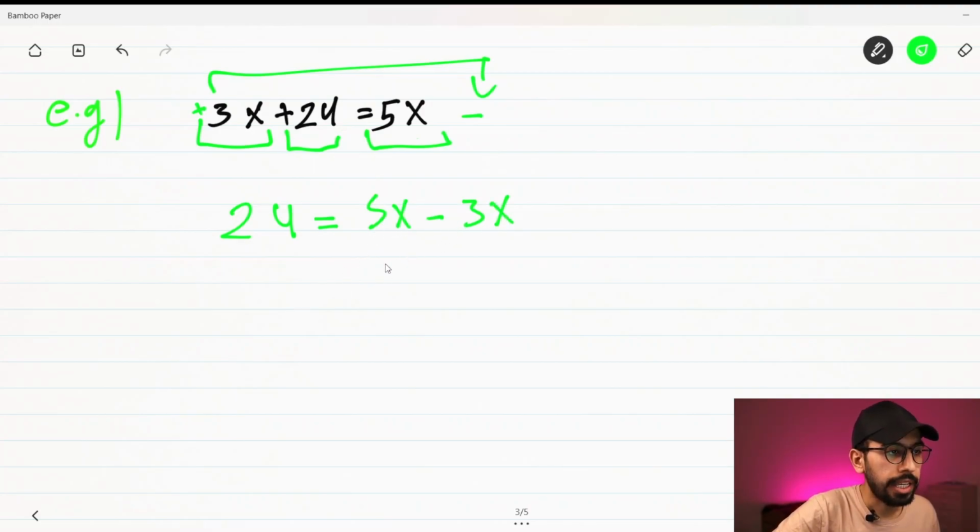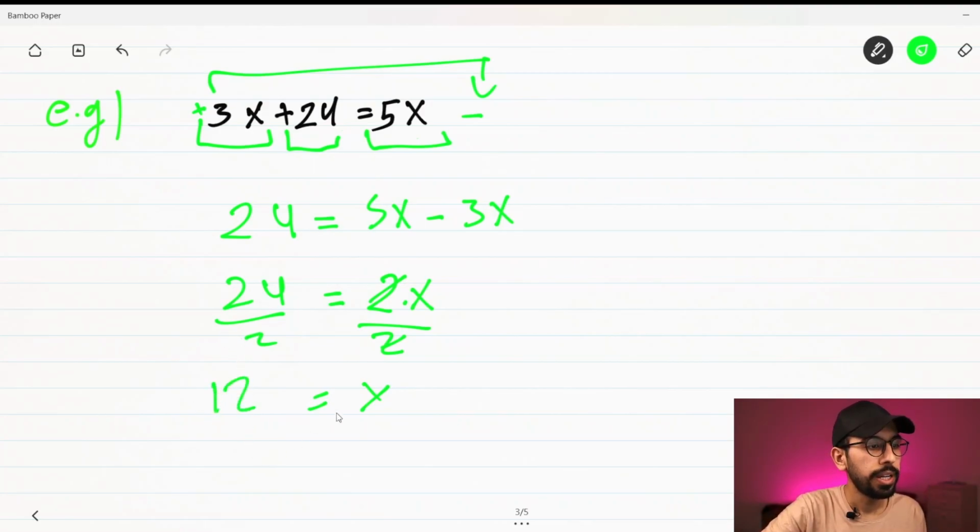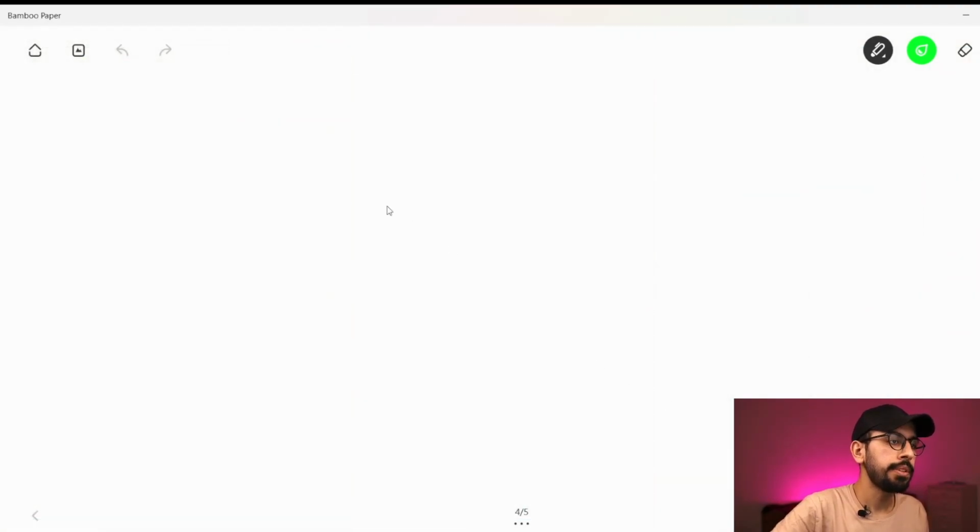5x minus 3x is equal to 2x. And this 2x equals 24. Now we need to get rid of this 2 by dividing the two sides of the equation over 2. That means this 2 cancels this 2, and we have just x on this side. It will be equal to 24 over 2, which is 12. Then our result is x equals 12. Let's jump into another example.